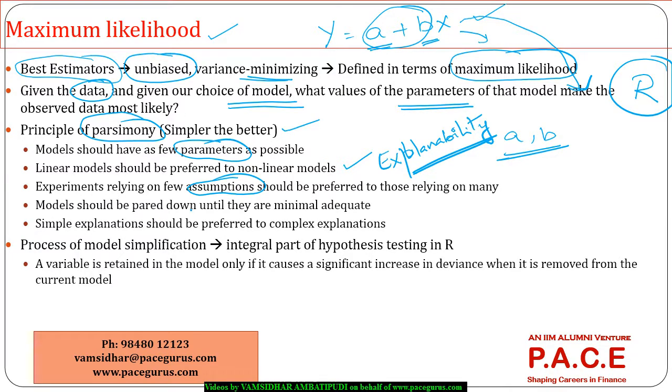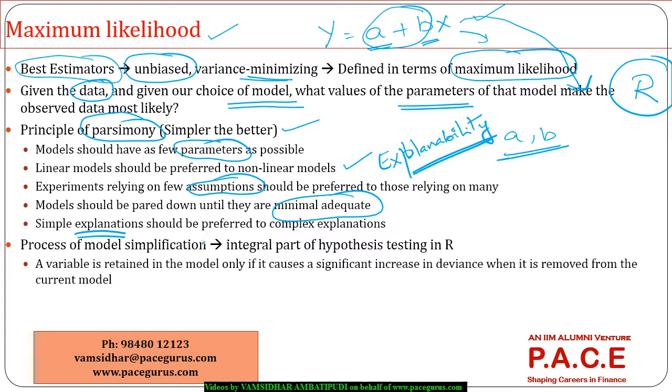And models should be pared down until they are minimal adequate. So just keep cutting down the parameters, keep cutting down the interactions until I get the minimal adequate model. And a simple explanation should always be preferred to a complex explanation. So all these things I am keeping in mind when I am fitting a model to a particular data.